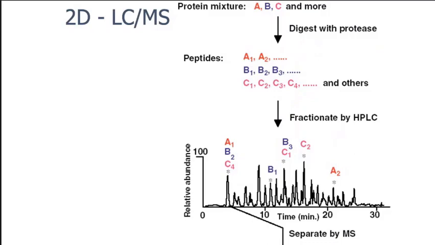If we have a protein mixture of A, B and C, and we digest it with proteases, the proteases are specific and have a specific site to cut, and in this way we can have a lot of polypeptides. These polypeptides can be fractionated by liquid chromatography, by HPLC, and then separated by mass spectroscopy.